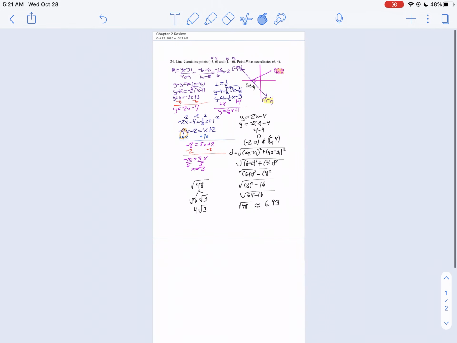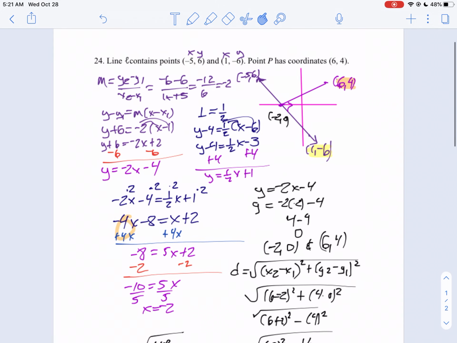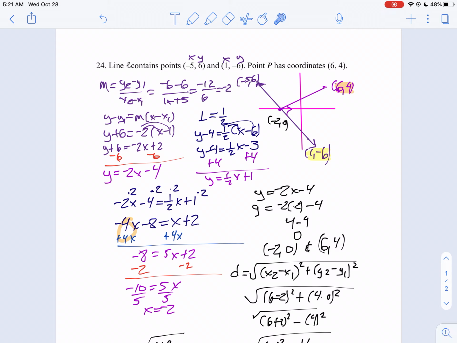So let's review what we did here. First thing we did is we're given our points. I plotted them on the coordinate grid so we can see visually what we have to find. We're going to have to find the distance between the point and the line. So I'm going to draw a perpendicular line there from my point to the line. I'm going to make sure that's a perpendicular distance.